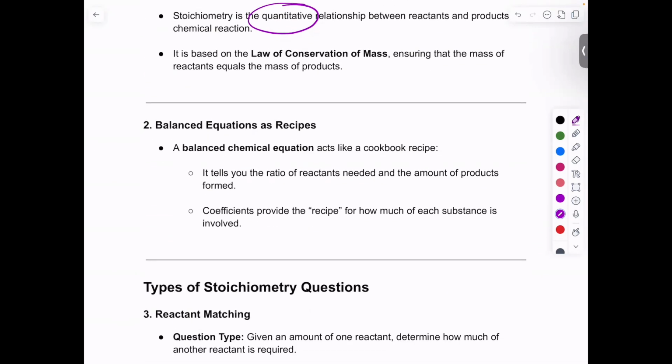Number two just explains that balanced equations are like the recipe. It's like a cookbook recipe that you're dealing with here when you're taking reactants and making a product. I'm sure I'm not the first one to say that, but I'll go ahead and use that analogy. We need to make sure we have the correct coefficients for the recipe so we can ensure that we're getting the correct results, either on the reactant side or the product side, depending on what we're doing.